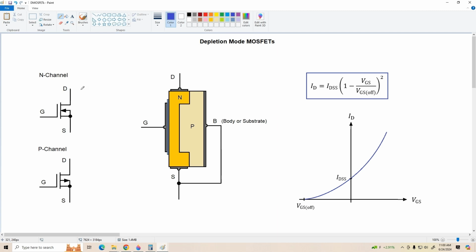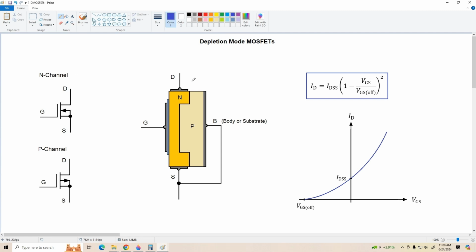On the left hand side of the screen we've got the schematic symbols for the two types, the N channel and P channel. And just like the other transistors we've talked about, you're going to see way more N channel devices used in the real world. So that's what we're going to concentrate on today.